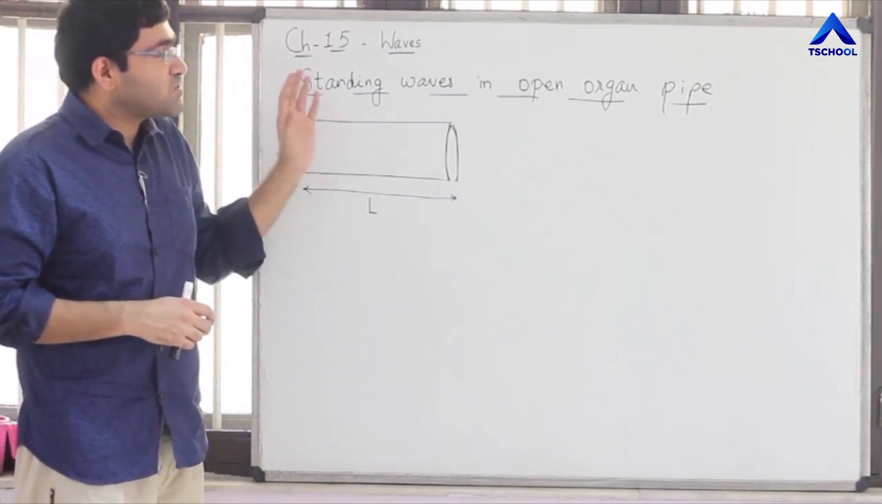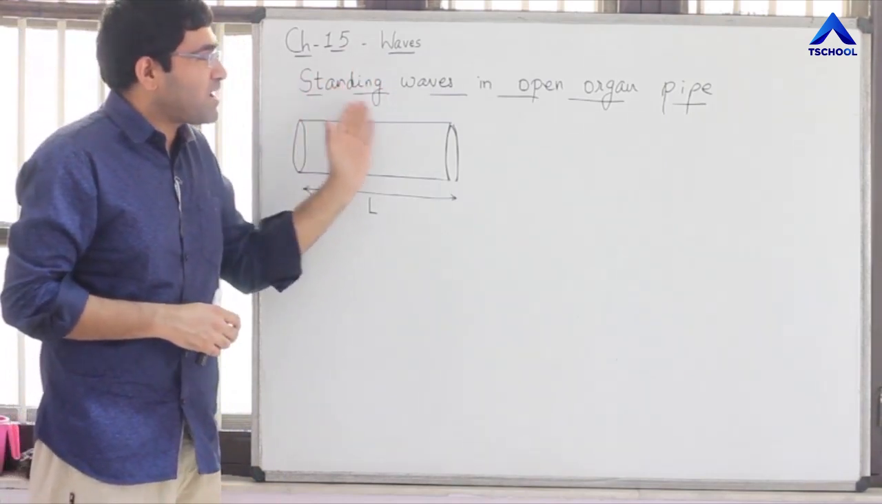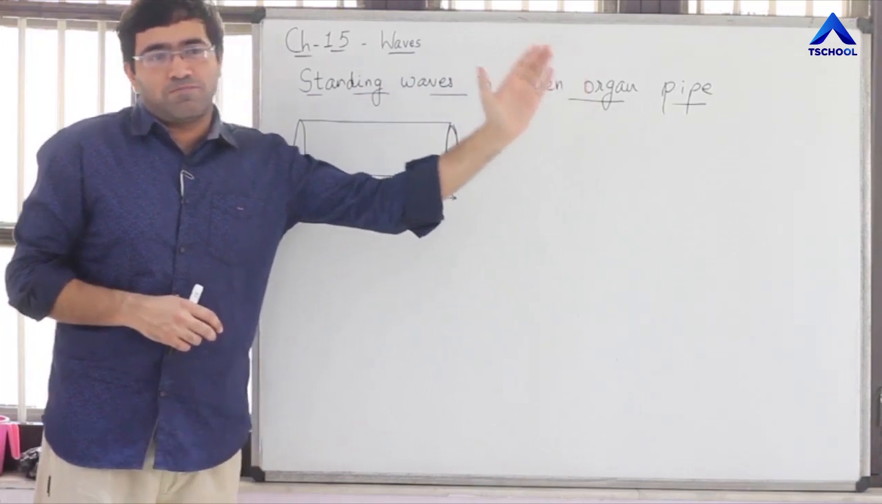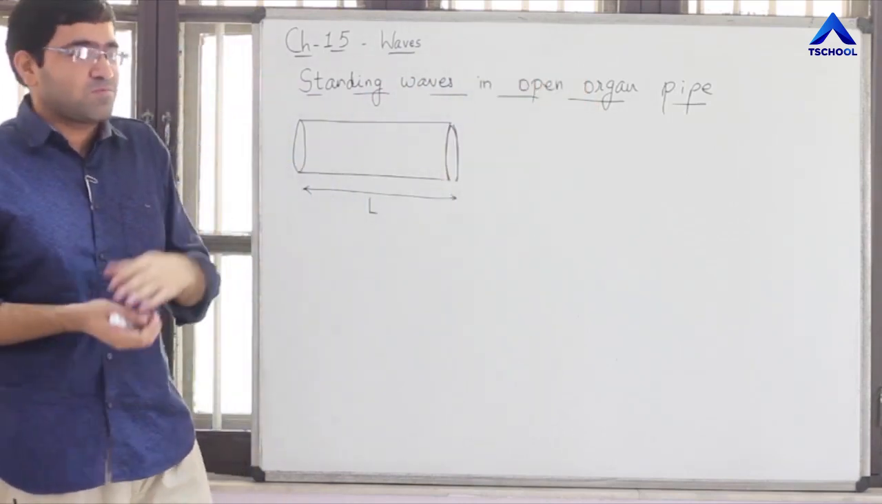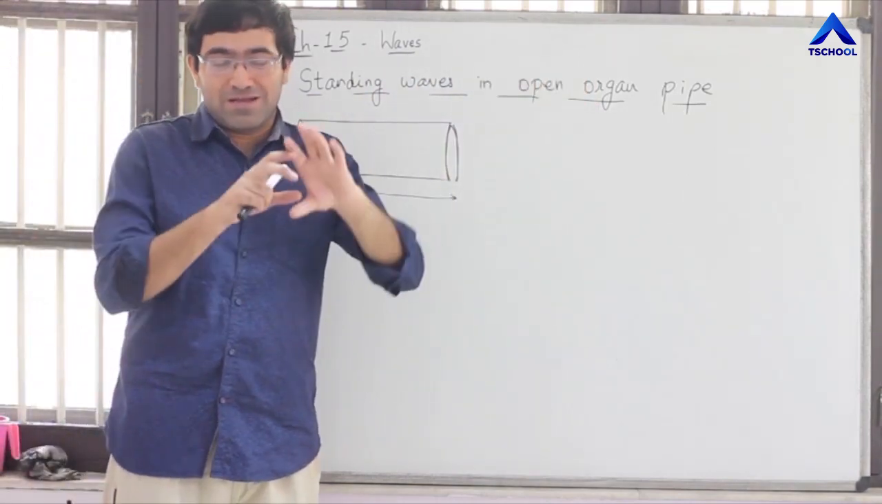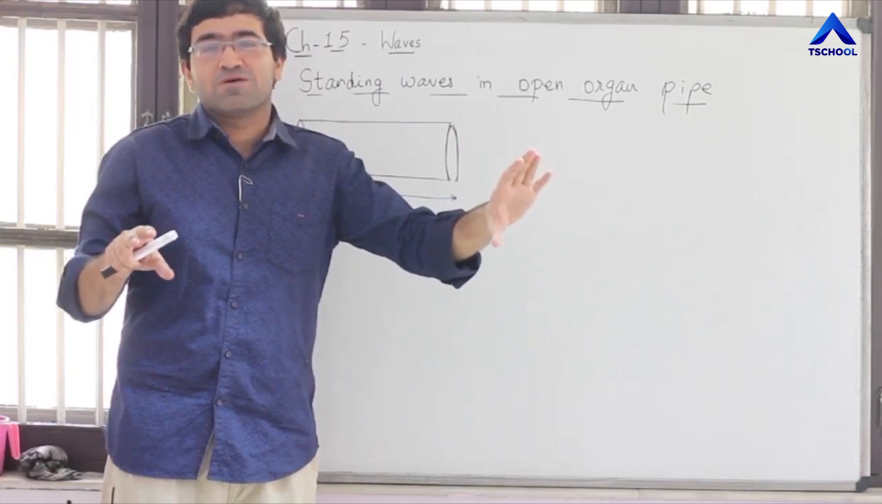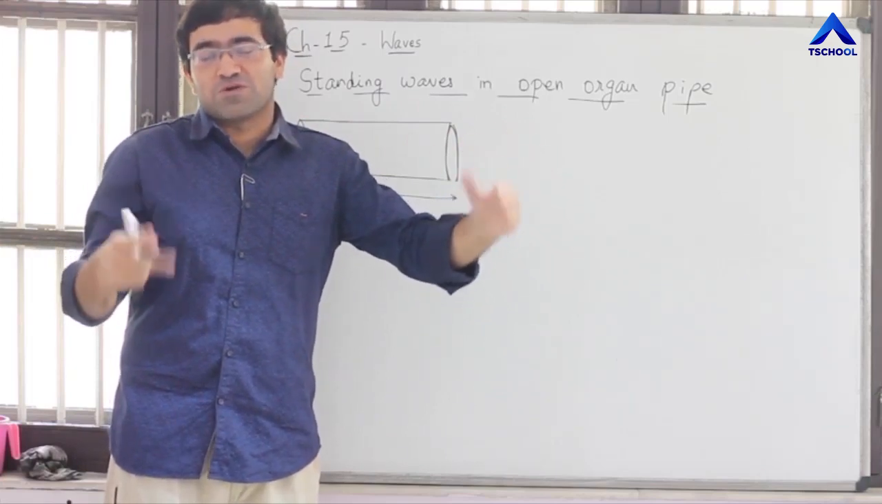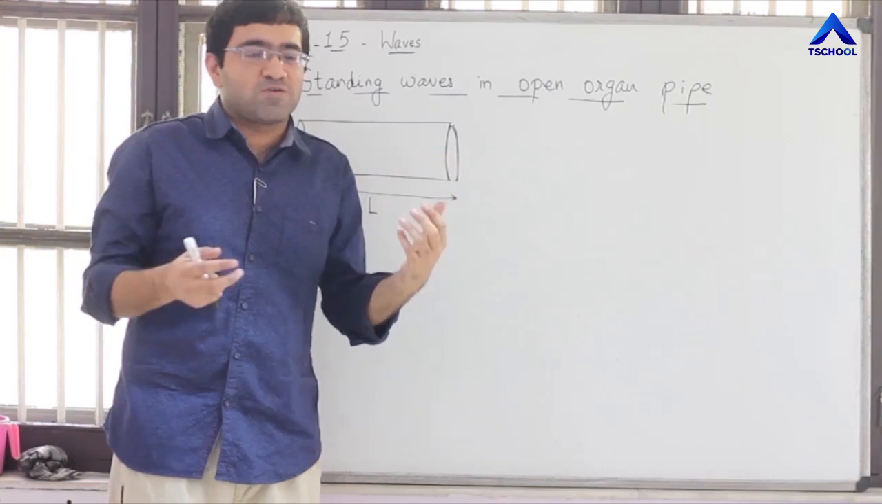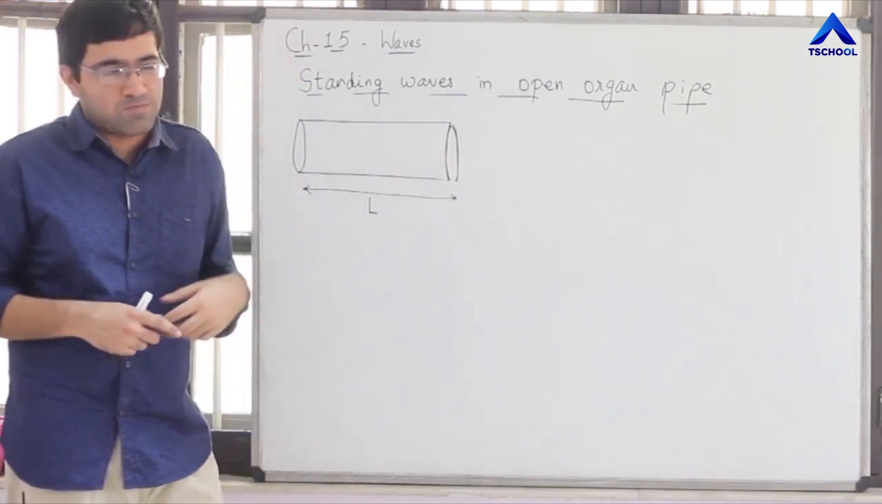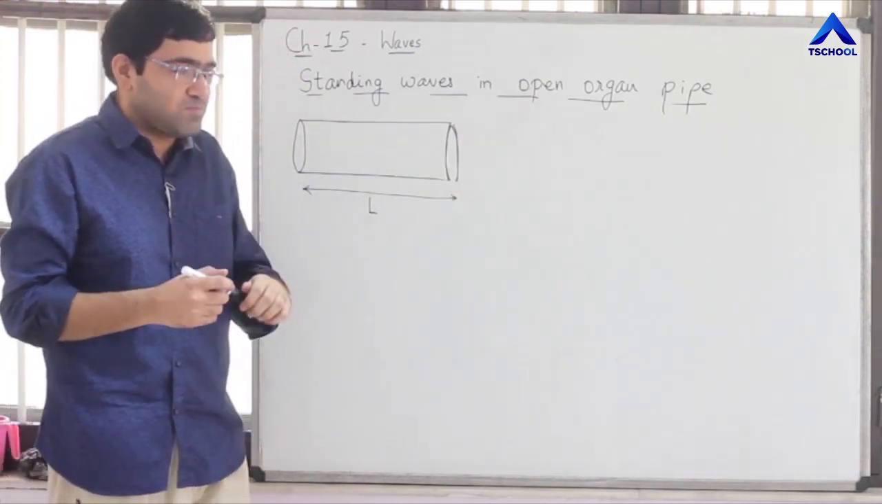So first of all, we are going to talk about how standing waves occur in an open organ pipe. Well, what's an organ pipe? It's anything of cylindrical shape which could resonate or produce a sound. Now we are going to study two kinds of organ pipe. Here's the first one, the open organ pipe.